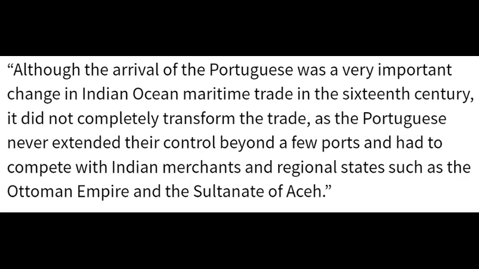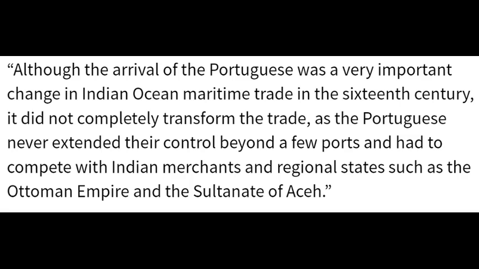The College Board said that this particular thesis statement is good. It responds to the prompt with an evaluative claim that establishes a line of reasoning. What does that mean? Well, they didn't just answer the question minimally. You can tell what their main points are. They've gone beyond a simple answer to the question with something that shows a complex thought process. Yes, the Portuguese transformed trade, but not completely. Why? Because they never controlled everything, and there was still competition in the region.